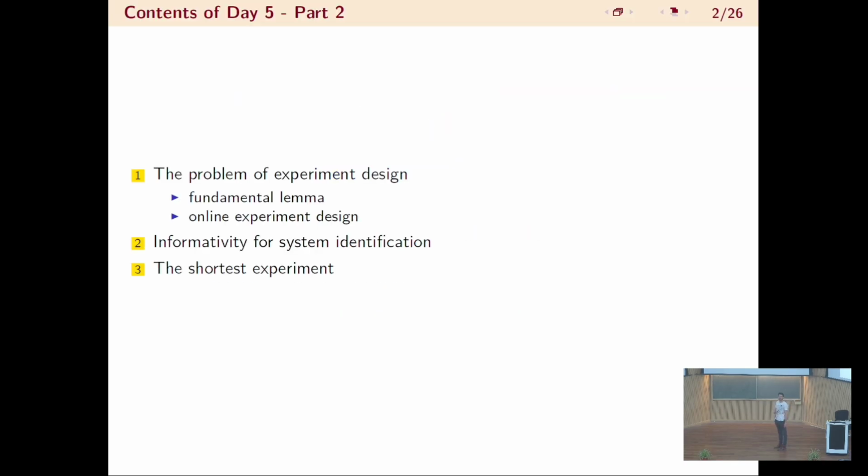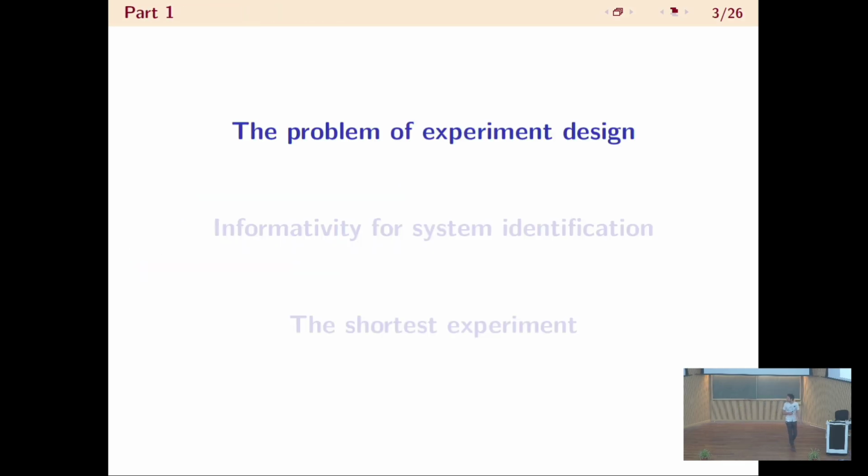So this is the outline of this part of the lecture. I'll start by talking about this problem of experiment design, also reminding you of certain things we've already studied before in the course, like the fundamental lemma. I briefly then want to recap the conditions for informativity for system identification. And then finally, we'll design the shortest experiment for linear system identification. Okay, so let's start.